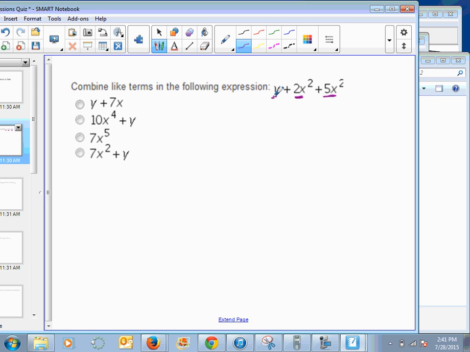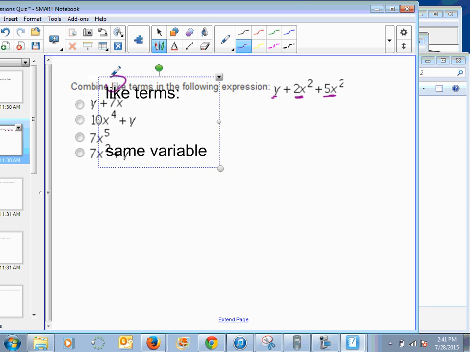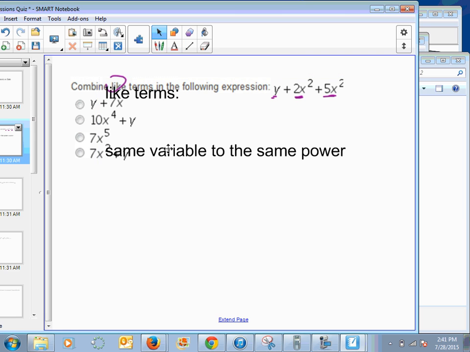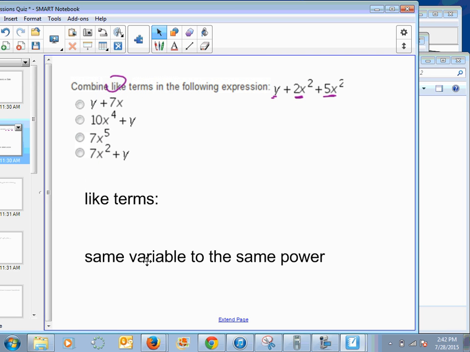Now, this idea here about like terms, really big deal. Like terms have to have the same variable to the same power. So if we look at these first two, y and 2x squared, those aren't like terms because they don't have the same variable. You got a y and an x. But the 2x squared and the 5x squared, those are like terms. They've got the same variable, the x to the same power, the squared.